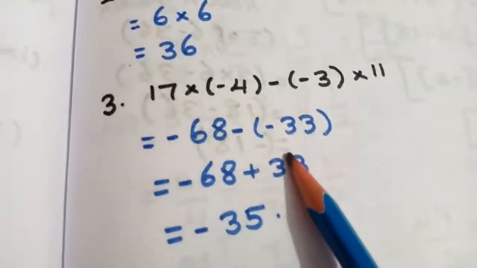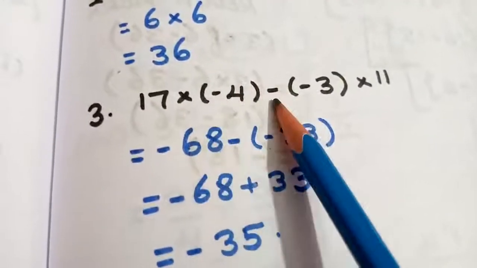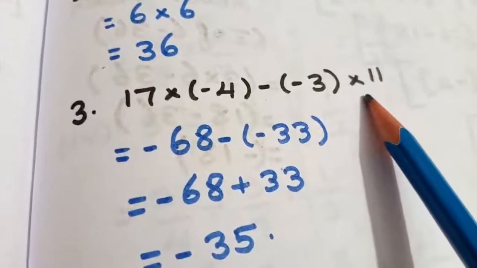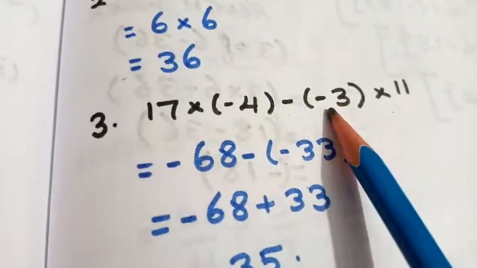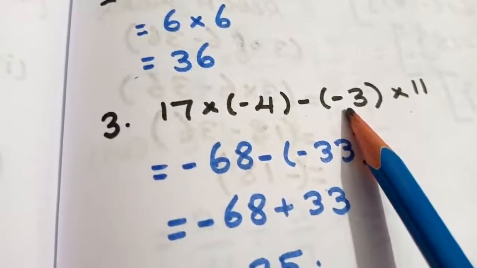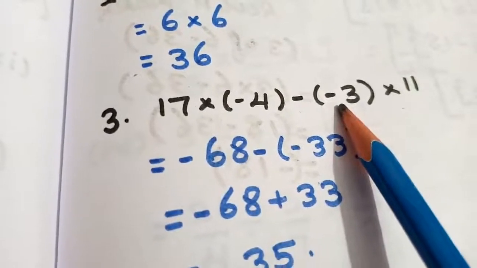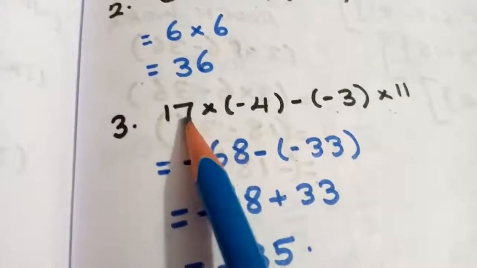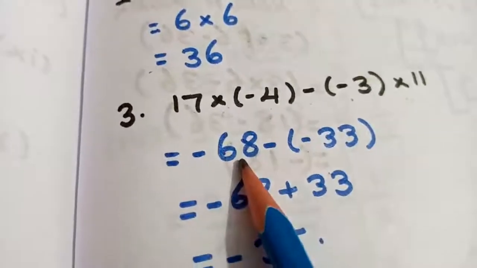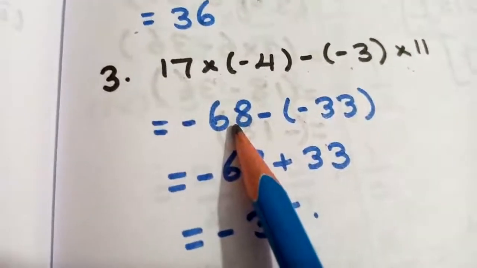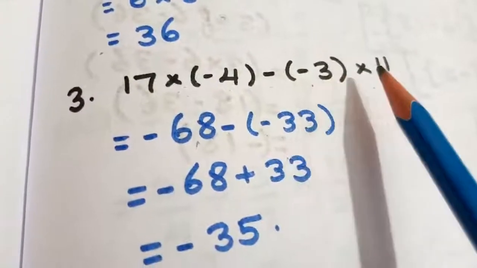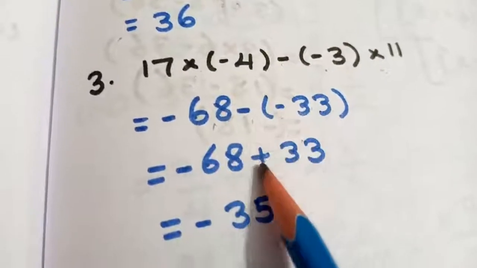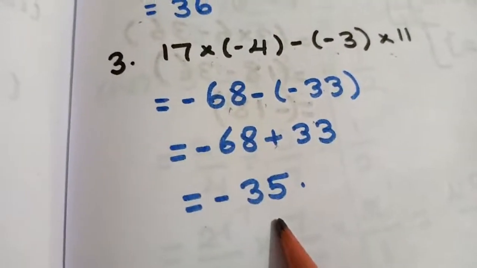Same way, this sum: multiplication and subtraction, only these two concepts you have. You have two multiplications here, students. Inside the bracket, one term means we do not give importance to the bracket. You give importance only to the operation. Two multiplication values you have here. 17 into minus 4, you get the value minus 68. Minus 3 into 11 is minus 33. In the middle you have a negative sign. Minus into minus is plus. Simplify, and you get the answer minus 35.